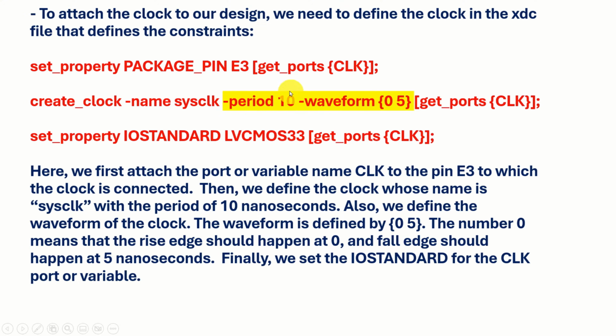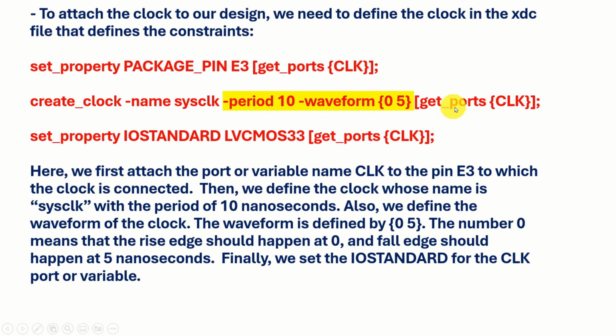Then over here, we define the period. The period should match the hardware, actually the period of the hardware clock. It is 10, and the unit here is nanoseconds. Then over here, we need to specify the waveform. The number 0 over here means that the rise edge should happen at 0 nanoseconds and the fall edge should happen at 5 nanoseconds. And in this way, we generate a clock.